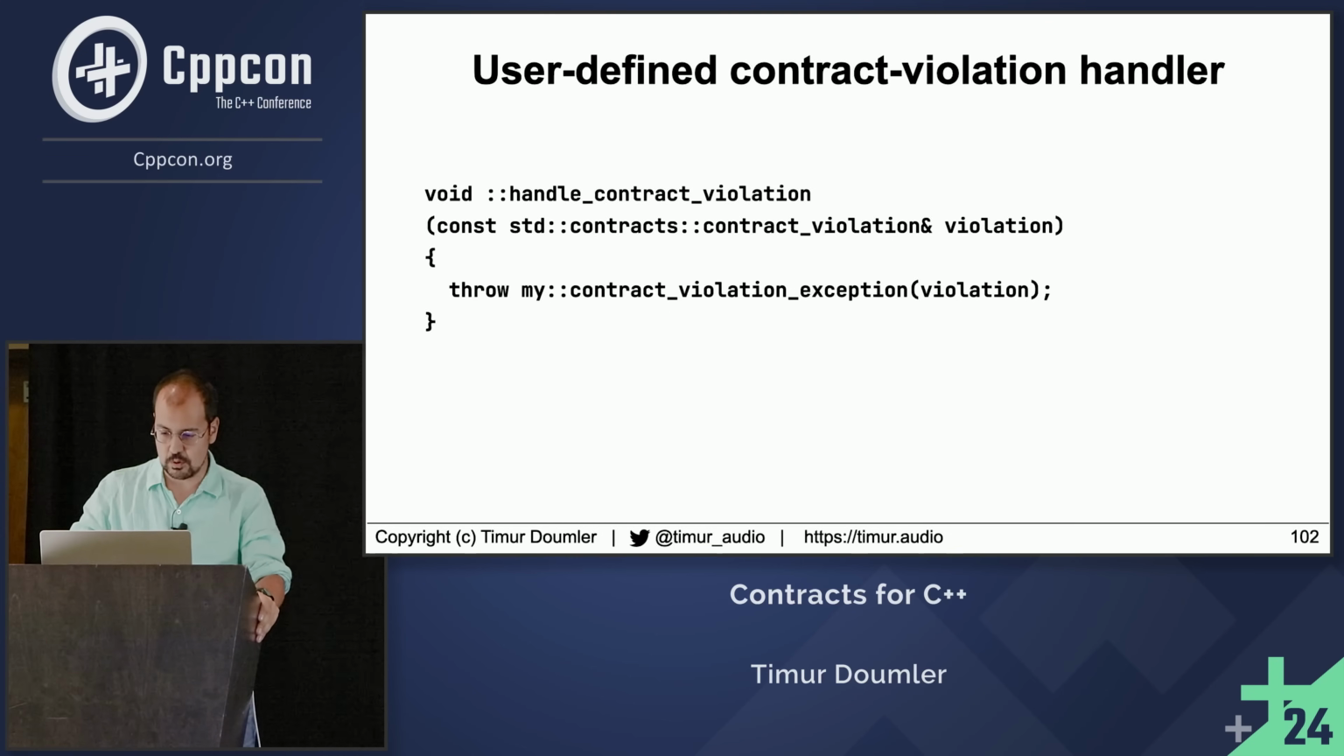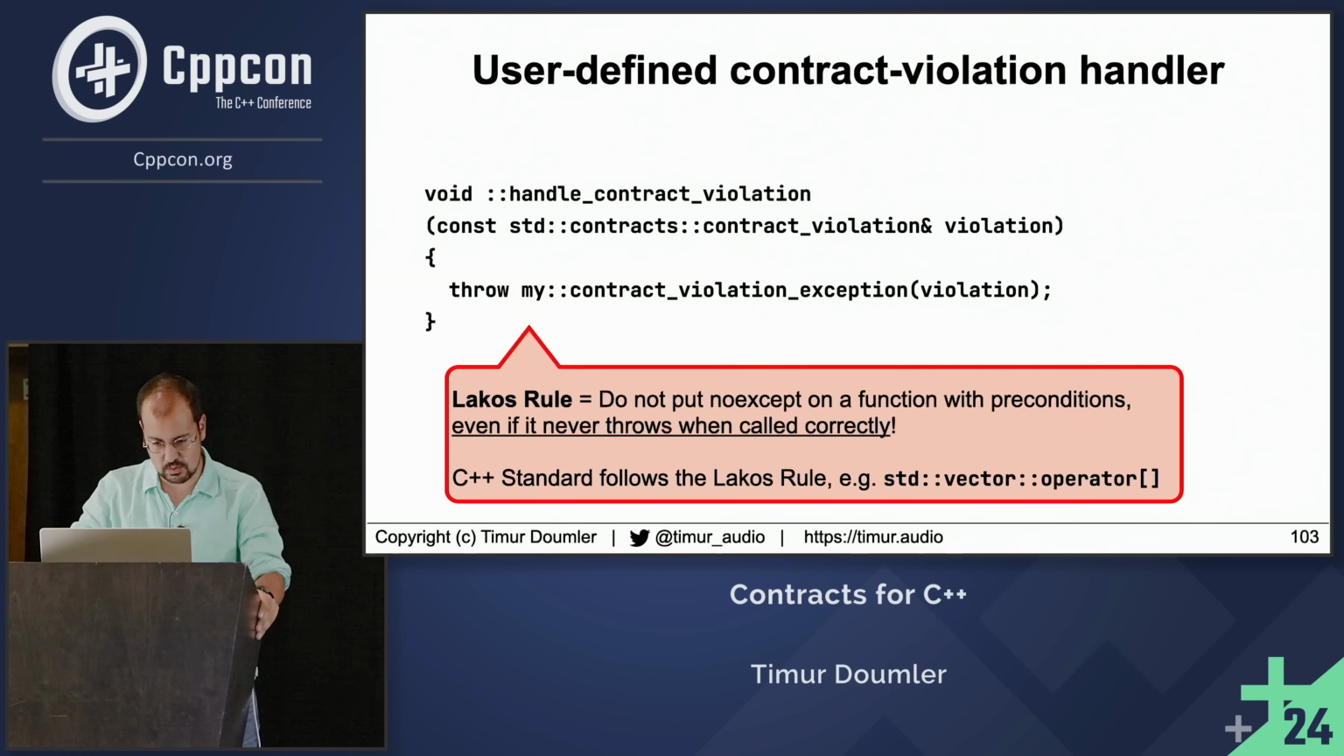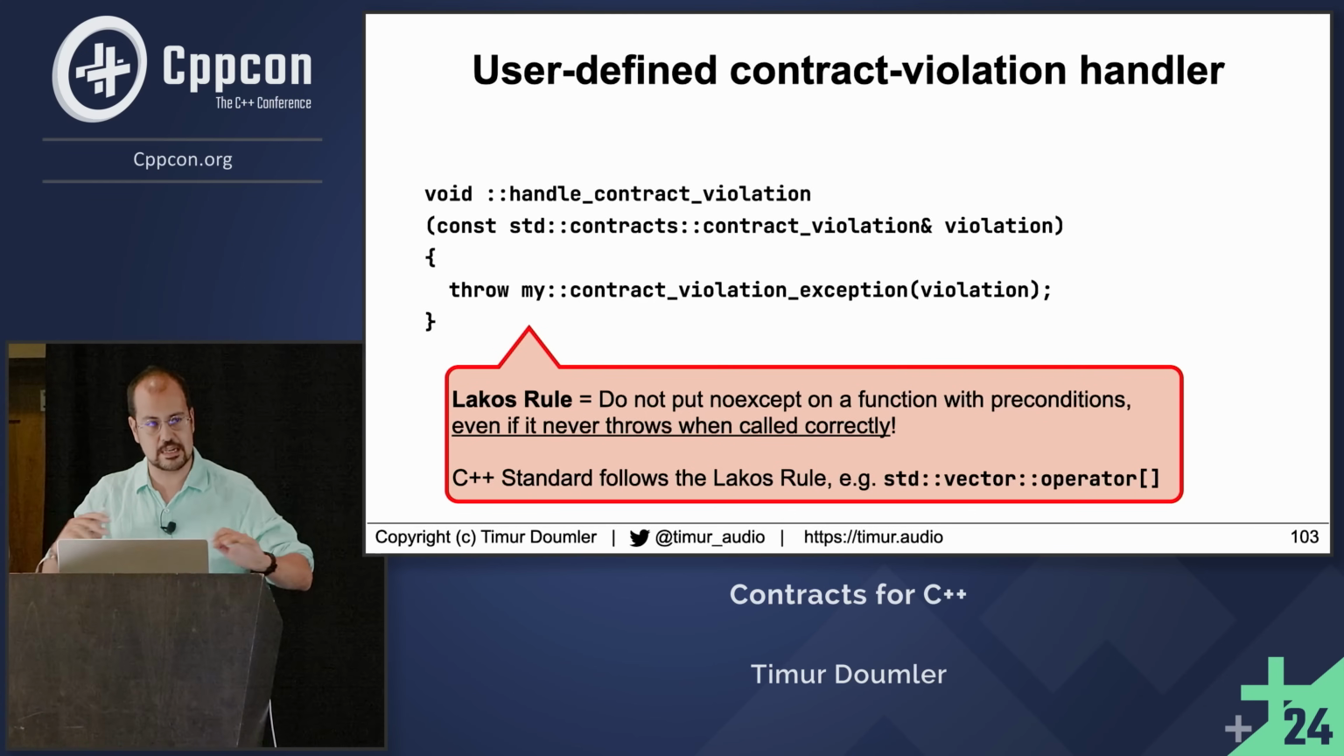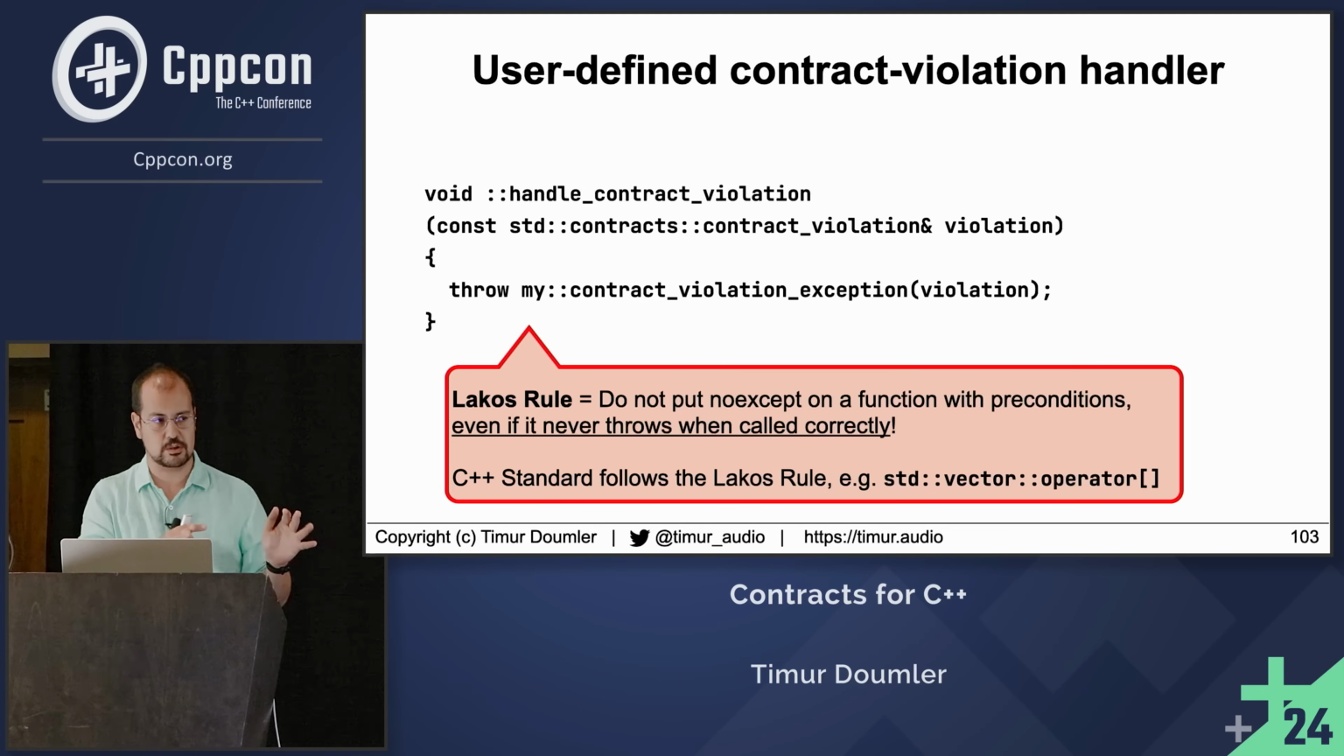In order to use this, of course, you need to follow what is known as the Lakos rule. You shouldn't put noexcept on a function that has preconditions, because otherwise it's not going to unwind the stack, it's going to terminate, which is exactly the thing that you try to avoid. So you don't put noexcept on a function, even if you know it's never going to throw an exception if you call it correctly.